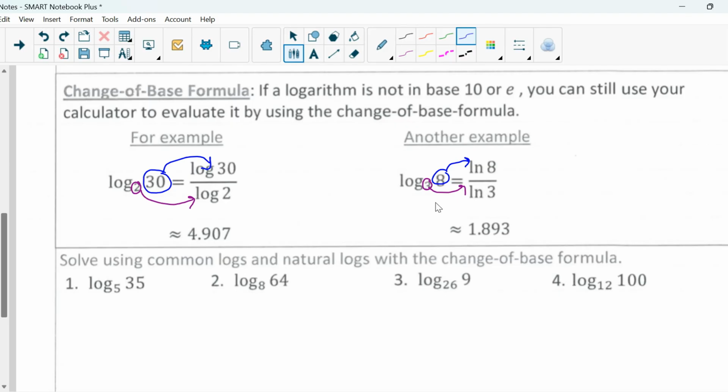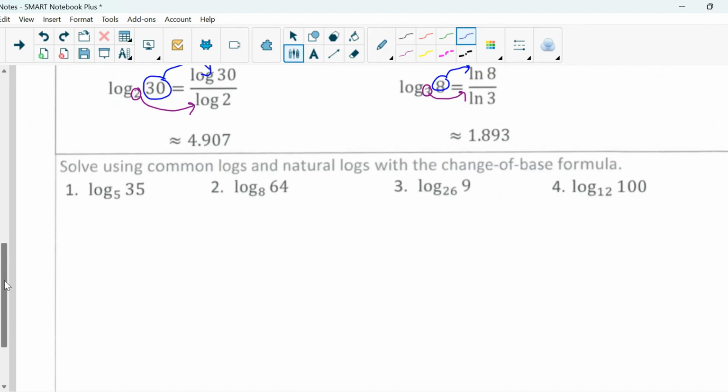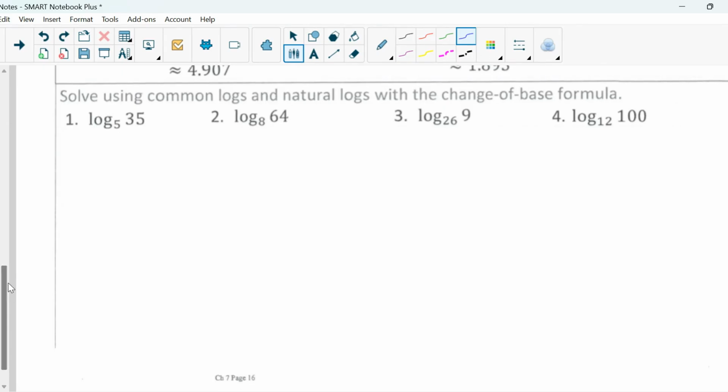So let's take a look at this. So to show you that they both do the same thing, let's just do number 1 and we'll call it there. So I could rewrite this as, so I'll take what I'm taking the log of, and that becomes my numerator. So I'll take the common log of 35 over the common log of my base, which is 5. Okay? I could also rewrite this using natural logs. So I could take the natural log of 35 over the natural log of 5.